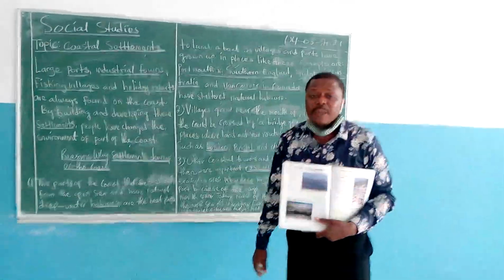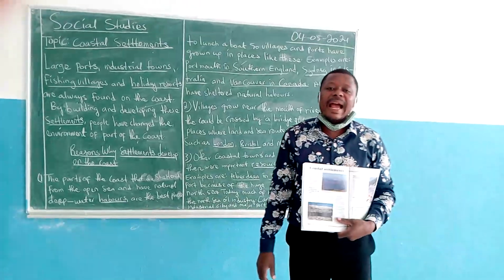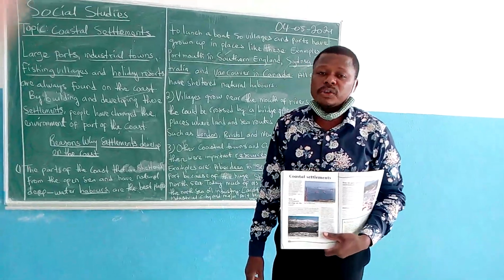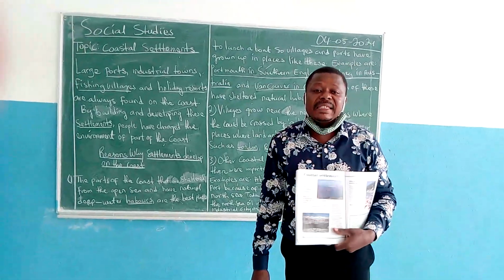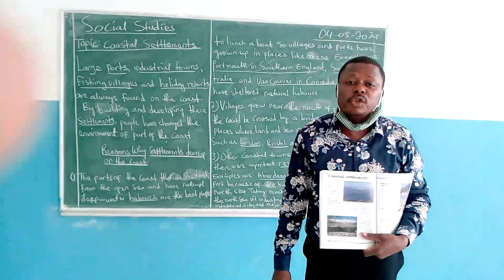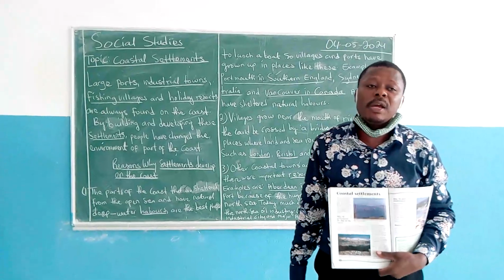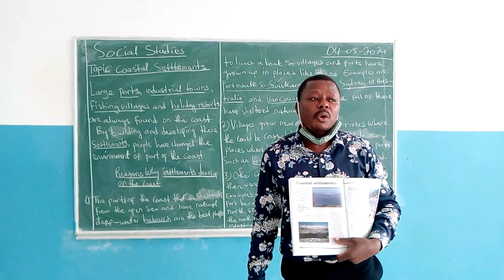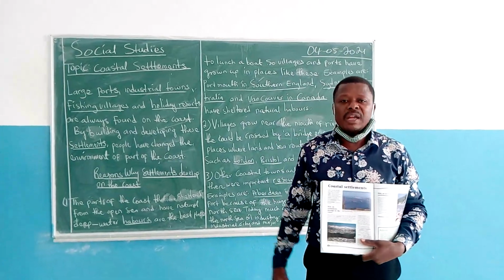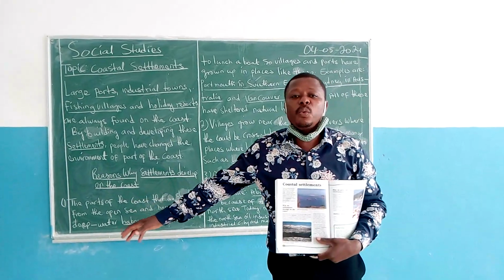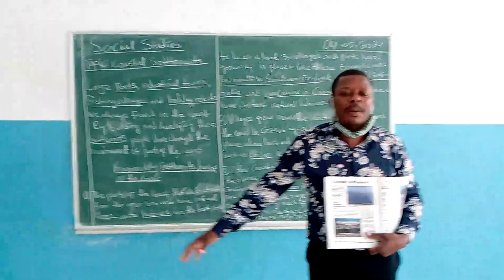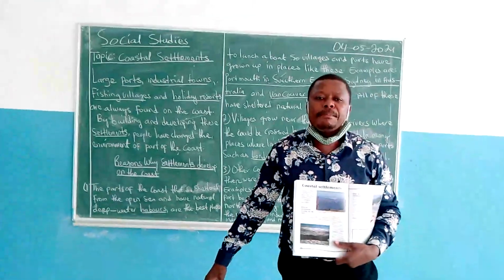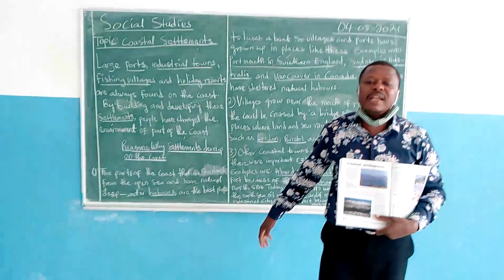And finally, we are going to look at Cardiff in Wales. Cardiff grew into a major industrial town and a major port because of what? Because coal was found nearby. And this huge supply of coal made many people come and settle in Cardiff.